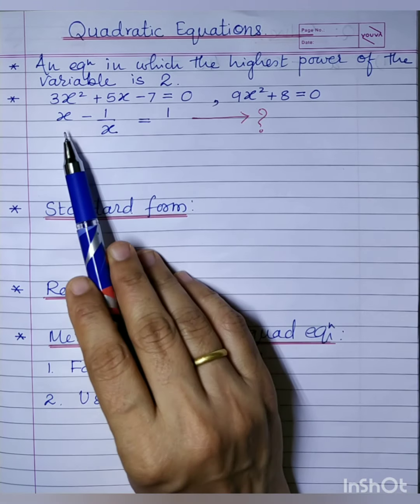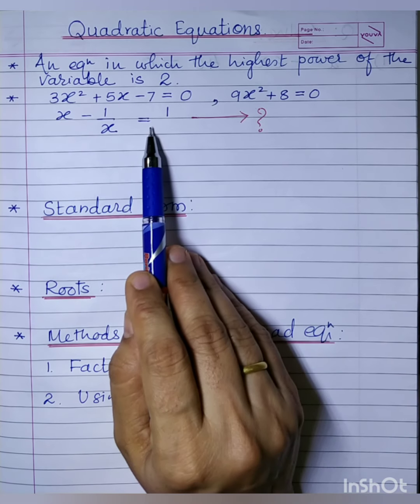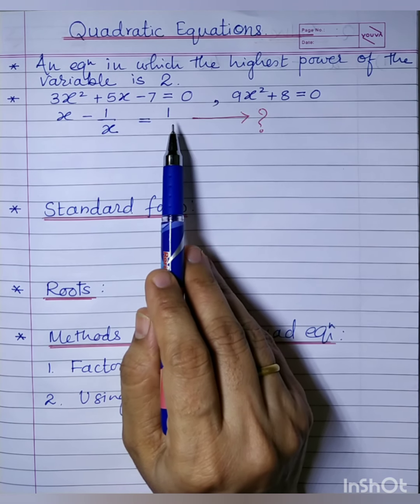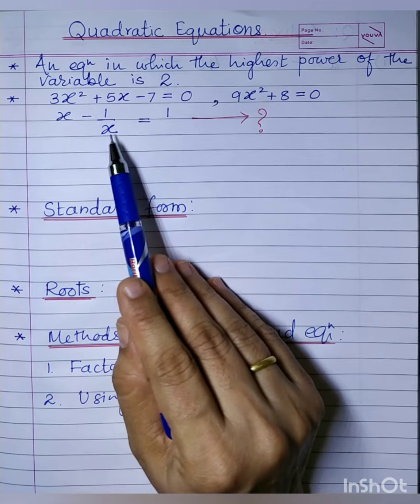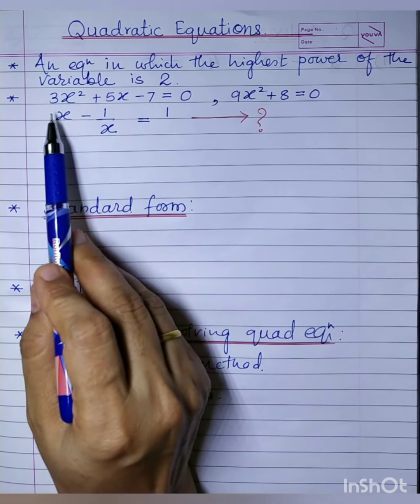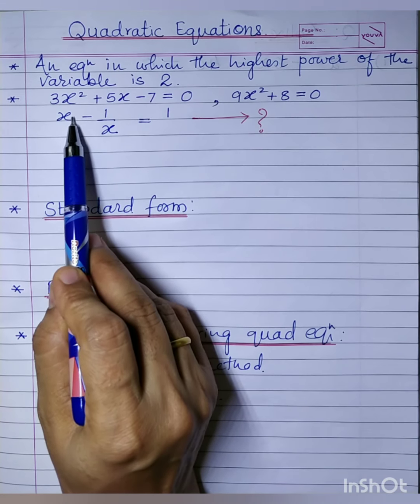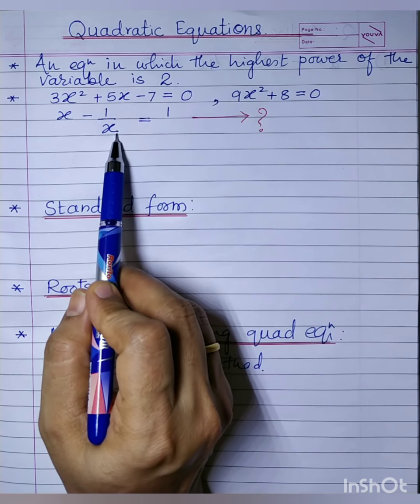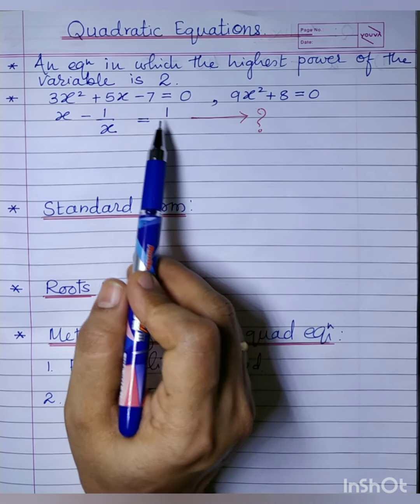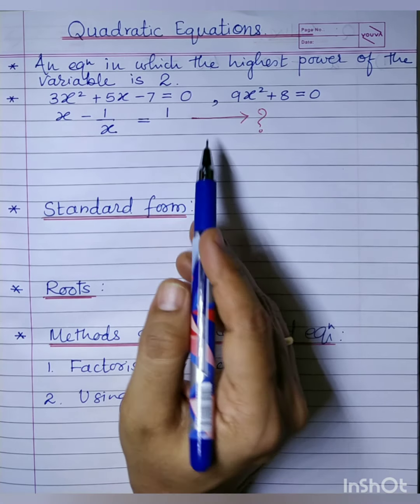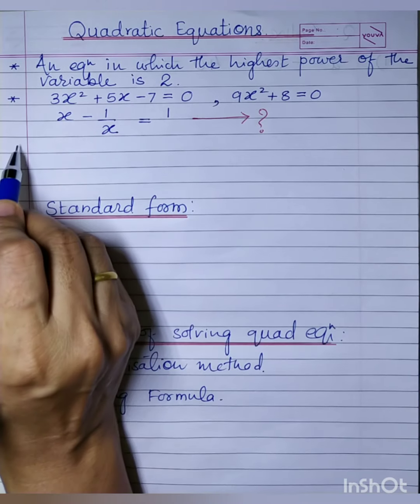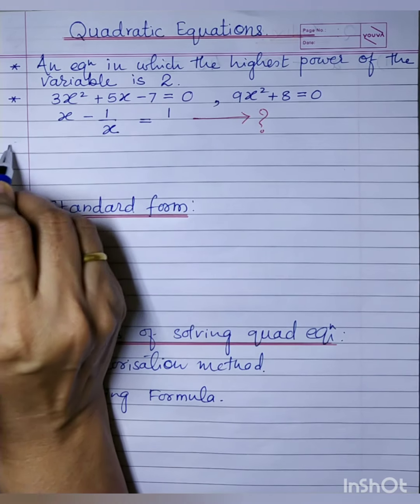Look at this example. X minus 1 upon x is equal to 1. Now looking at this equation, you may think that since the power of x here is 1, and here too it is minus 1, whether it is quadratic or not. But you need to have a typical format for that. What is that format? That I'll show you.